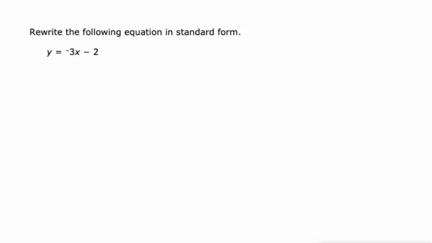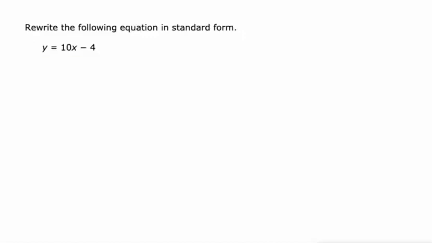All right, so here we go. We got an equation that's in slope-intercept form, and we want to write it in standard form. Well, what we do is we add 3x to both sides. If we add 3x to both sides, we'll have 3x plus y on the left. On the right, negative 3x plus 3x is 0. So all we'll have left is that 0 minus 2, which is negative 2. And that's it. You got it in standard form, ax plus by equals c, where a is 3, b is 1, and c is negative 2. So that is standard form.